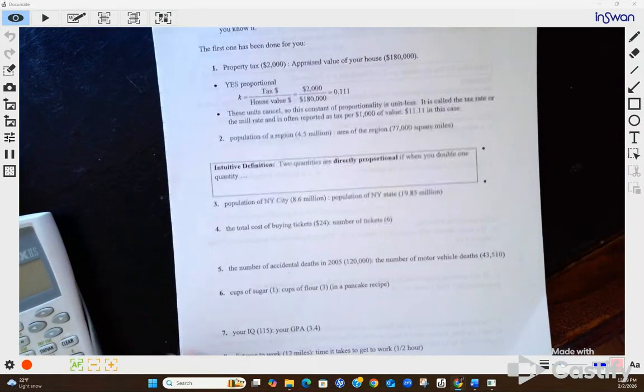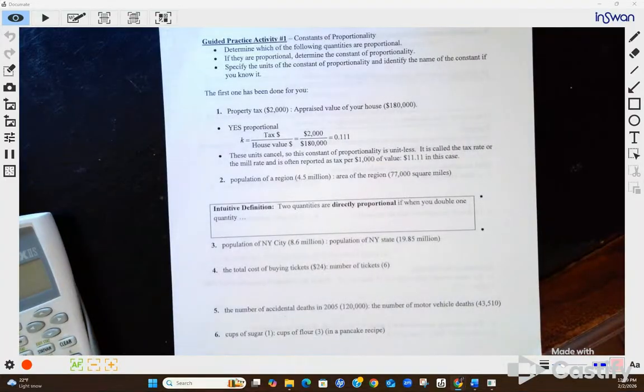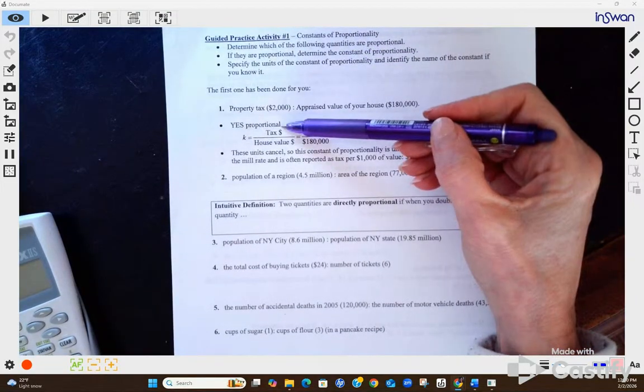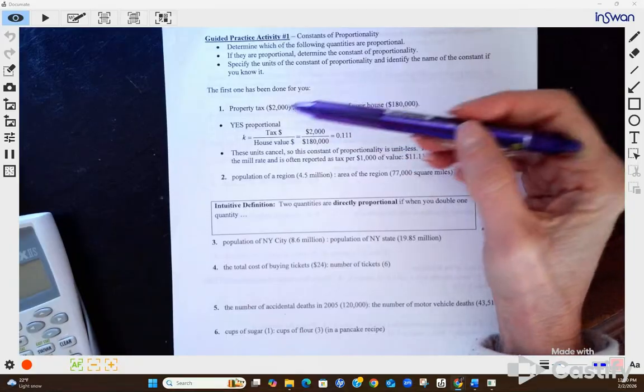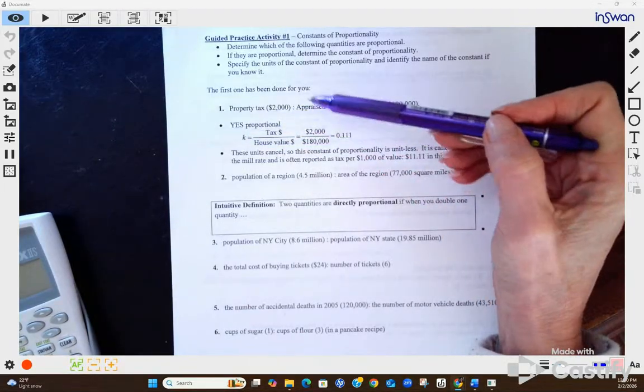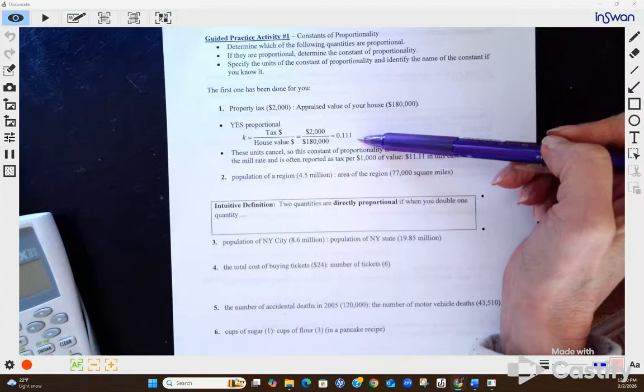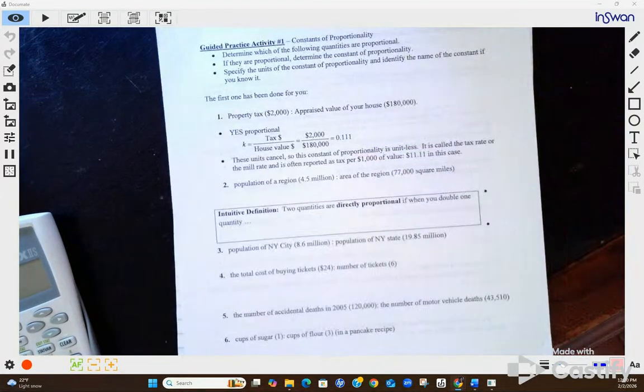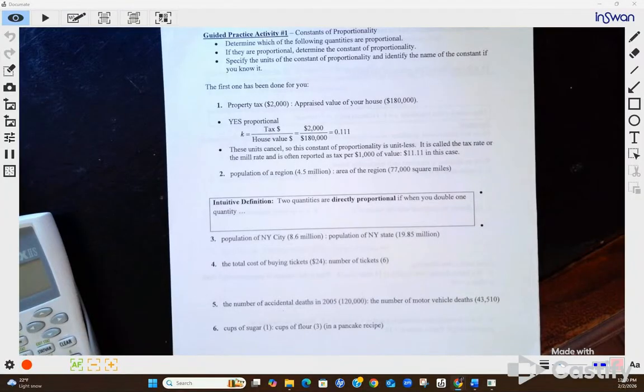Okay, so for constant of proportionality, these are based off those first examples where we looked to see if they were proportional or not. If they weren't proportional, then we have nowhere to go. All right, so we talked about that property tax and the appraised value of your home are proportional. If they double the appraised value, your property tax is going to double. So you would set it up like the property tax versus the house value is your constant of proportionality. So you just plug in the numbers that they gave you, and that's giving your tax rate is $11.11 per 1,000 of the value.